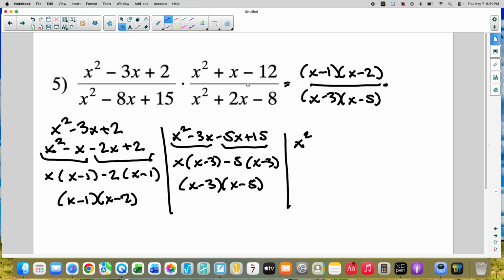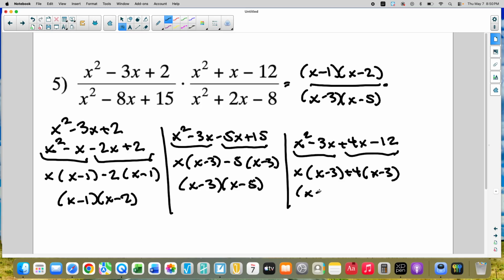So, getting positive 1, that's going to be negative 3x plus 4x minus 12. That gives me my positive 1. And that gives us x, x minus 3. We'll factor out a 4, giving us x minus 3, x plus 4. x minus 3, x plus 4.